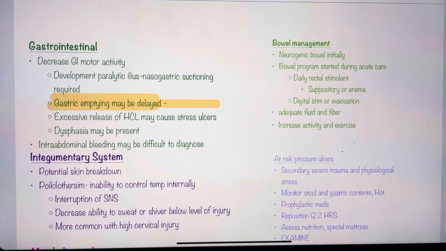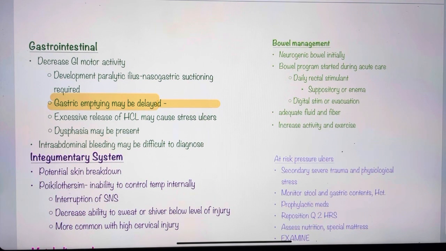Gastric emptying may be delayed for these patients, as well as excessive release of hydrochloric acid, which may result in stress ulcers. So you want to be aware of this. Maybe prophylactic treatment for ulcers would be necessary for these patients. Dysphagia may be present, and intra-abdominal bleeding due to those ulcers, which may be difficult to diagnose. So there's a lot of risk factors associated with the GI system that we definitely want to keep an eye on with these patients.